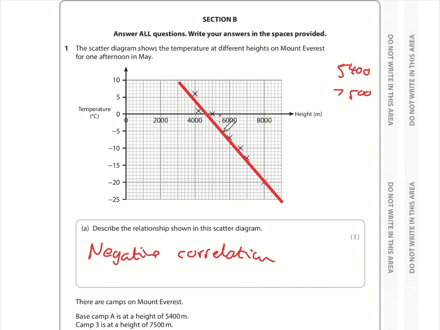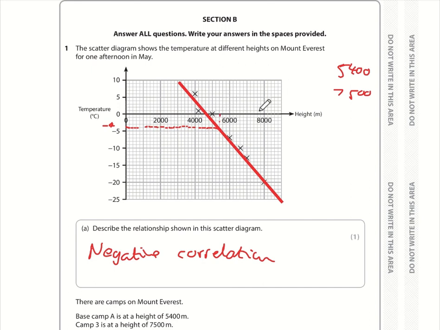Unfortunately, my line is rather fat, but if you do this using a ruler and a sharp pencil, you're more likely to get a bit more of an accurate answer. So I'm going down here at 5,400, it hits the line about here, and I'm just following this line across. So for me, that is about -4. You might have got a slightly different answer, but as long as you use the same method, it's going to be absolutely fine.